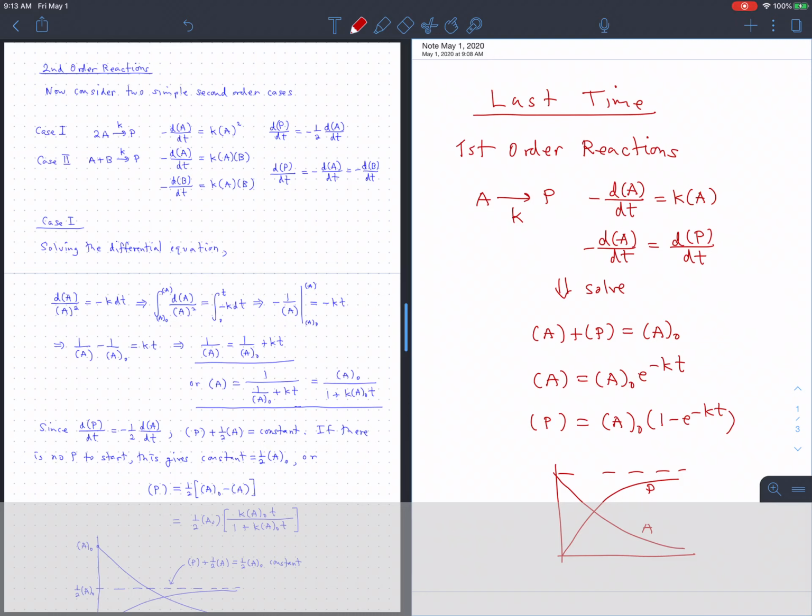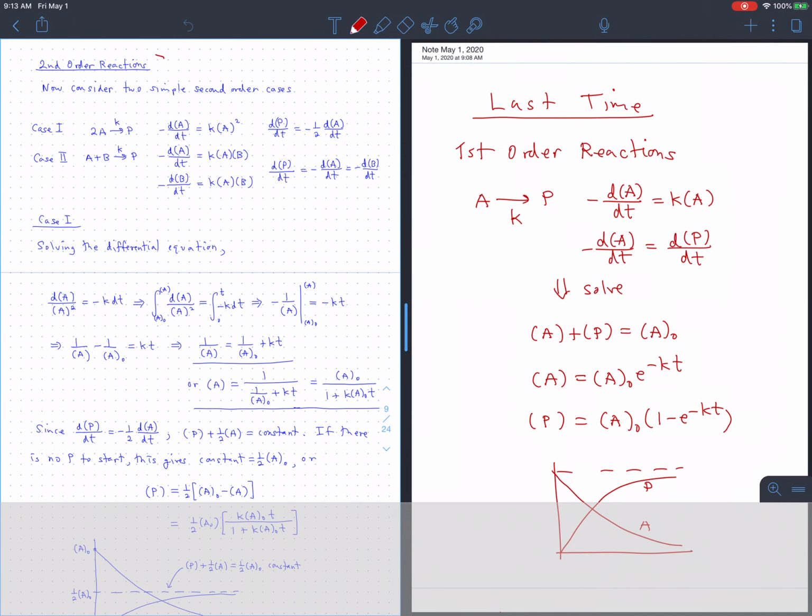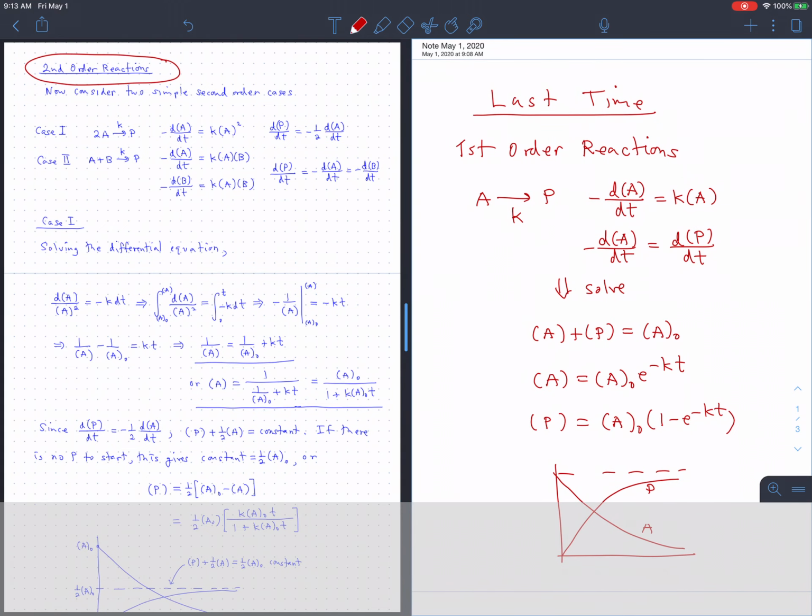Last time we talked about first order reactions, and we'll summarize that in a little bit. This time we're going to talk about second order reactions. Both of these together comprise about 99% of all chemical reactions, at least when we're talking about the elementary reactions that go into overall mechanisms.